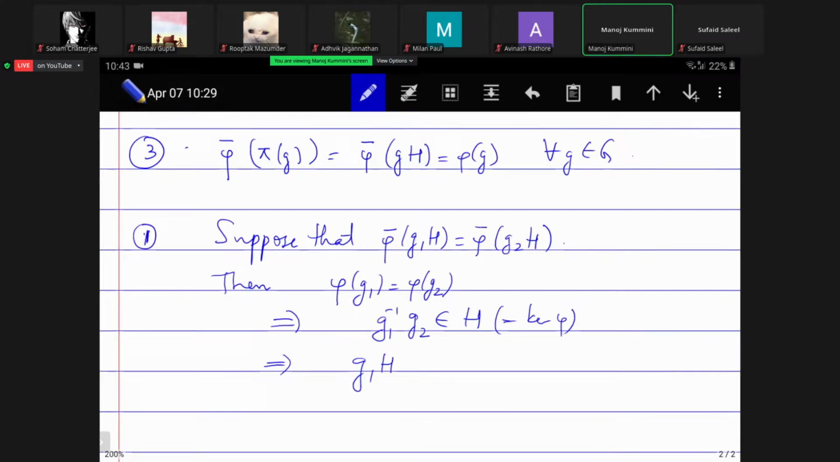What I should say is that without knowing that phi bar is a homomorphism, we could prove the remaining statements. But that's how I prepared my lecture. Now that I'm lecturing it, maybe that is not the best way. It may have been easier to just check that it's homomorphic, because that check is independent of all these things. Okay. So g1H is equal to g2H. Therefore, phi bar is injective.